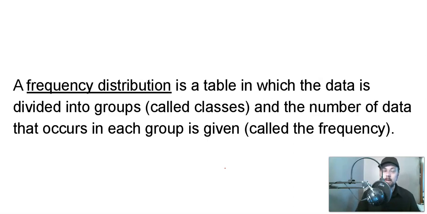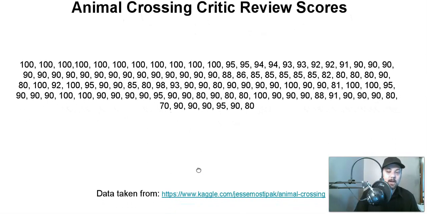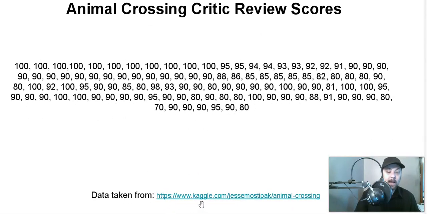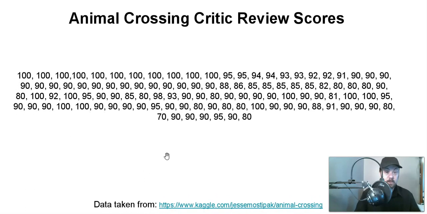So I want to illustrate by example. Here we have a set of data that I got from the internet. In fact, the source for this is down here. It's just off the screen, but it's right here. So it's from Kaggle. And I thought maybe this might be of interest to some students. This is the critic review scores for Animal Crossing, and I'm assuming it's the newest one that just came out.